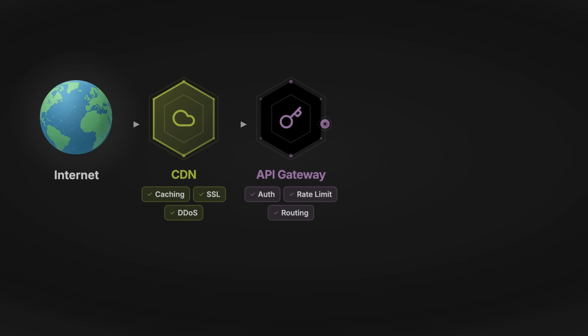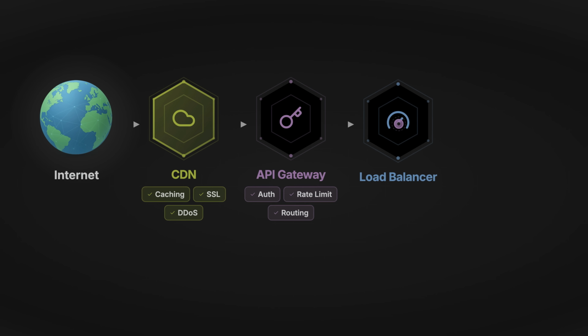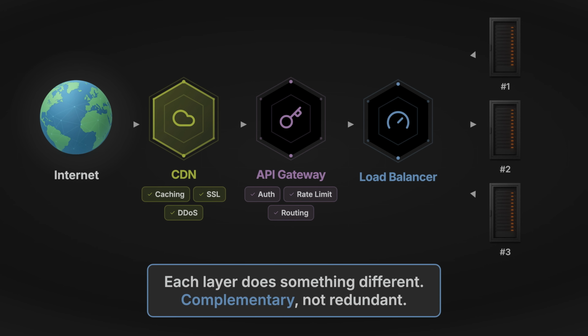It validates the auth token, checks rate limits, and routes to the correct service based on the URL. Behind the gateway, a load balancer distributes traffic across multiple instances of each service and monitors their health. At the service level, Nginx might handle SSL for internal traffic and serve static assets. Each layer does something different. They're complementary, not redundant.